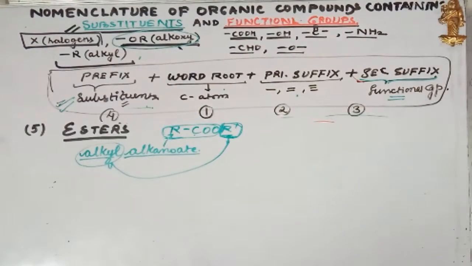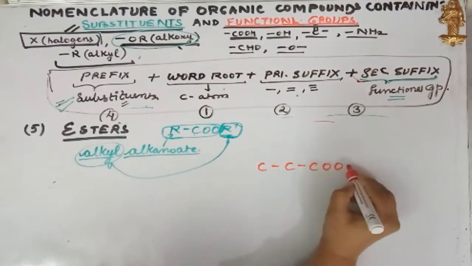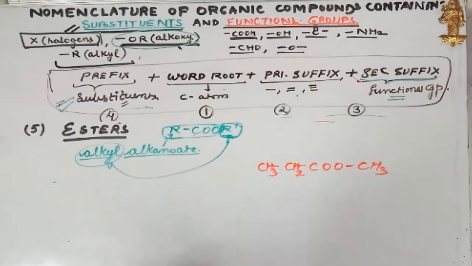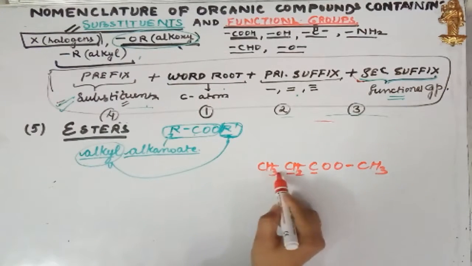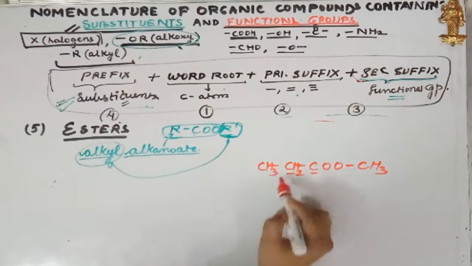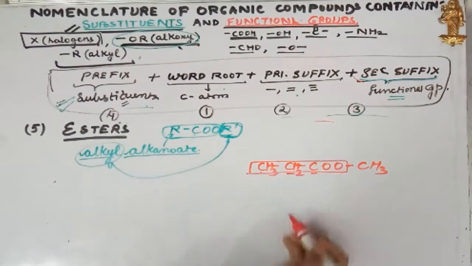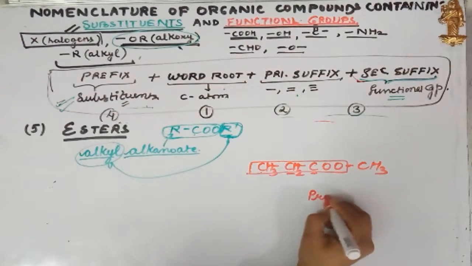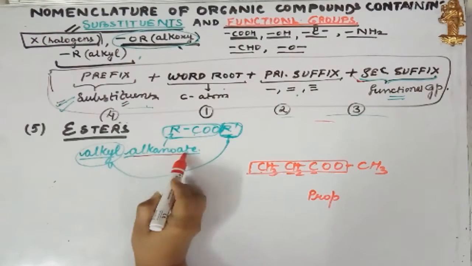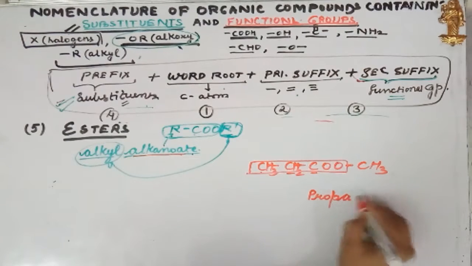Let me tell you this by taking some example. So this is your compound. Let us name the compound. First of all, I have to decide with which chain the ester group is attached. So this is your main chain here. This main chain contains how many carbon atoms? 3. So it becomes prop. And this is the main chain here. So this is propanoate.